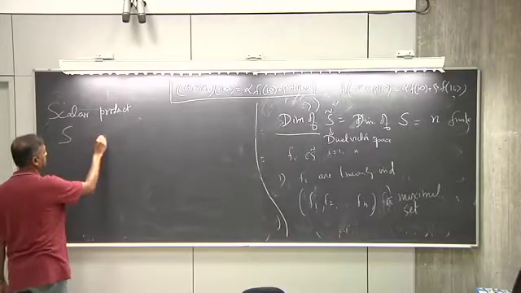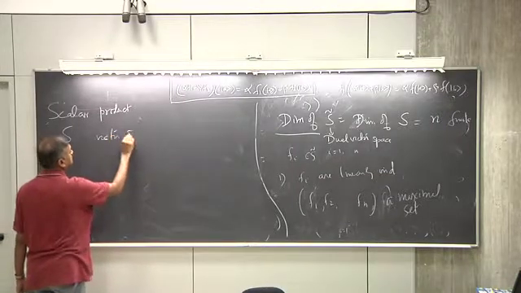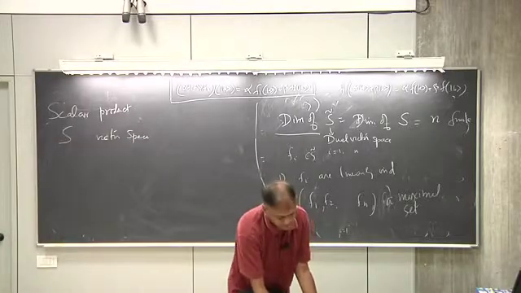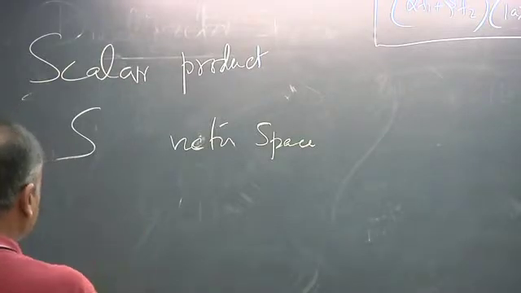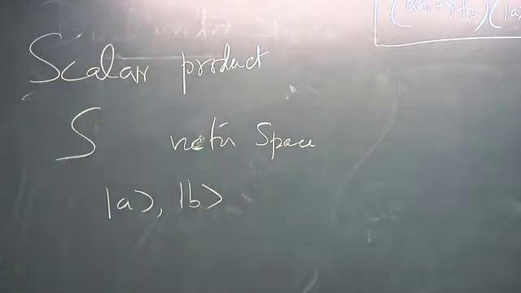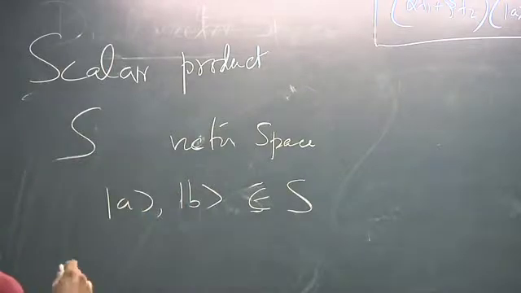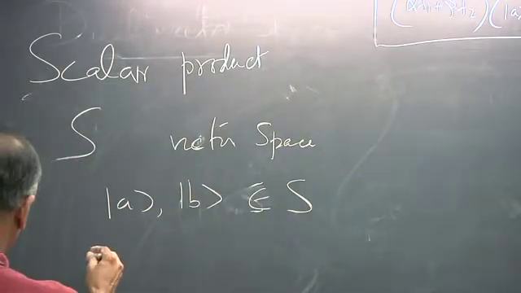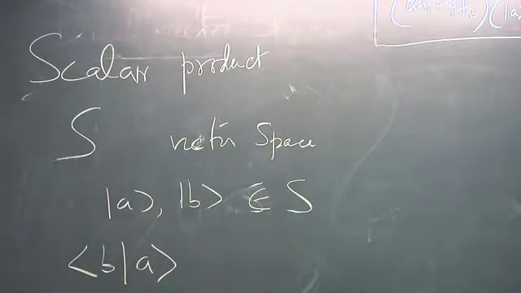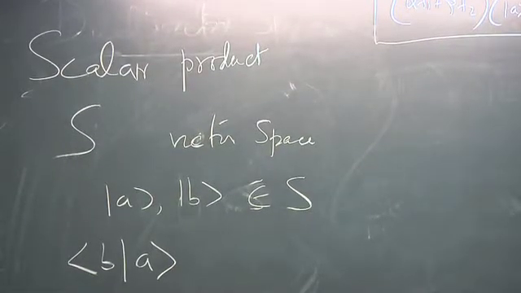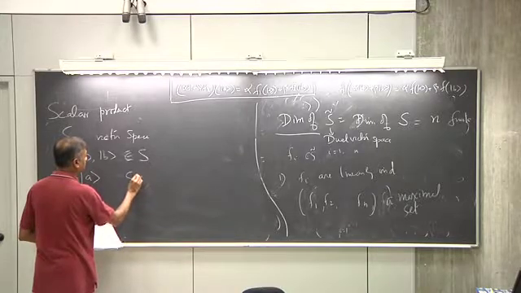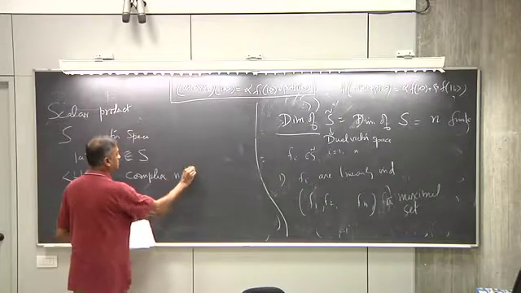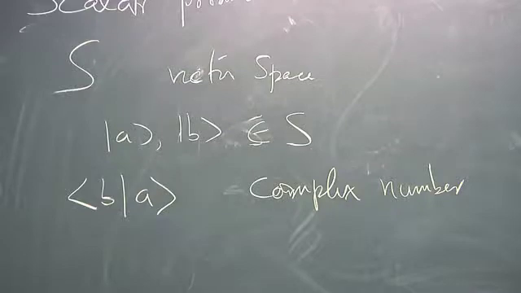So S is again a vector space. Given any pair of vectors A and B in S, the scalar product gives you a complex number, as I said before, and I will use the notation BA for the scalar product. Again, I'm using the quantum mechanical bracket notation. So this is a complex number.